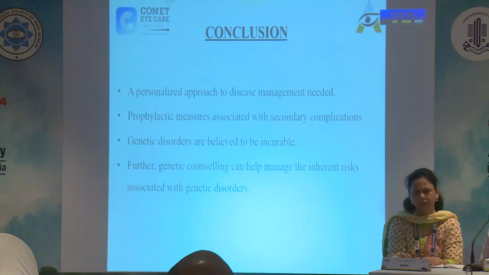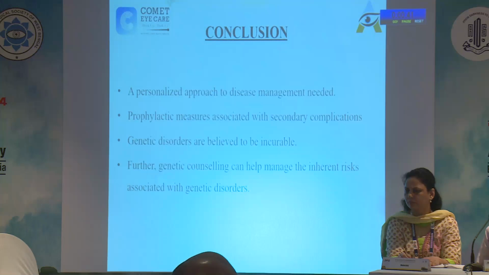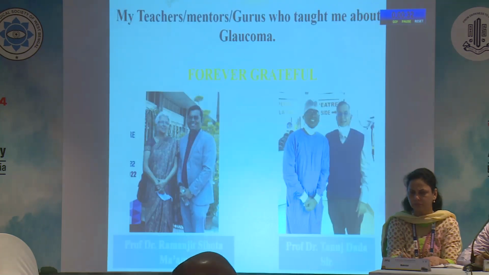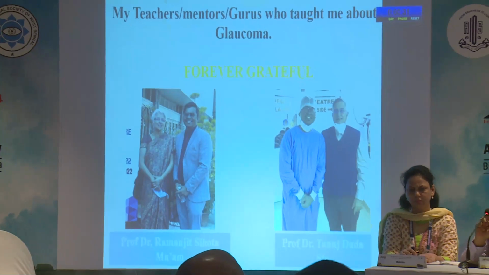In conclusion, I will say a personalized approach to disease management is needed in such scenarios. Prophylactic measures for the secondary complications are needed, and we need to follow up these patients. Genetic disorders are believed to be incurable. Further genetic counseling is needed. This is a very rare case; when we searched, we for the first time knew there was something called Trabeculosis syndrome that existed. Thank you so much.